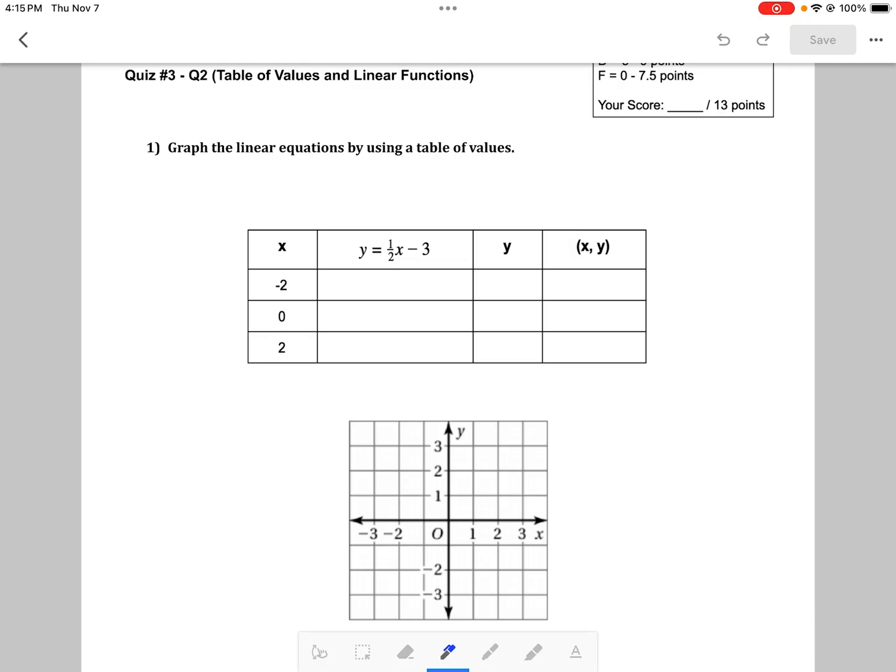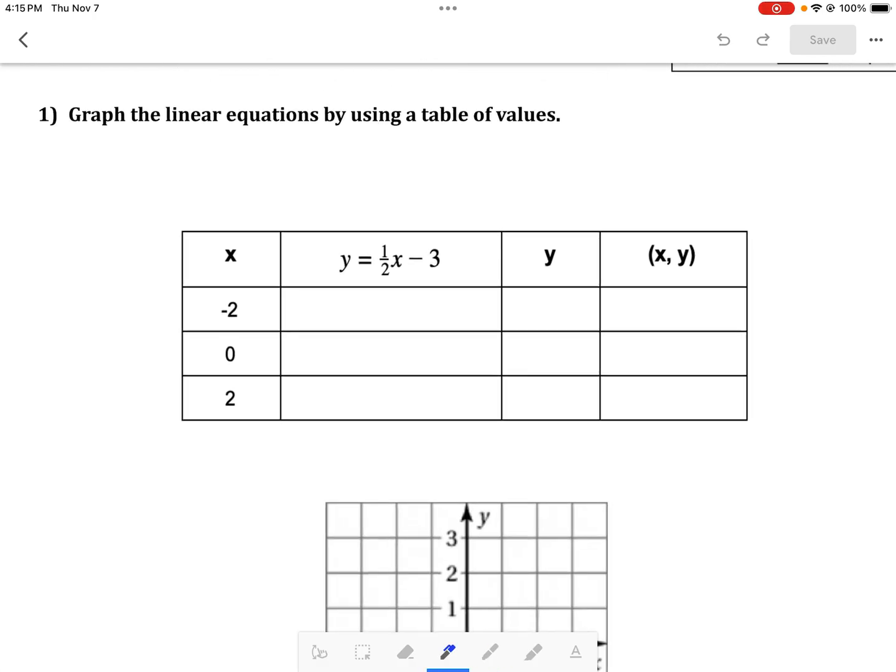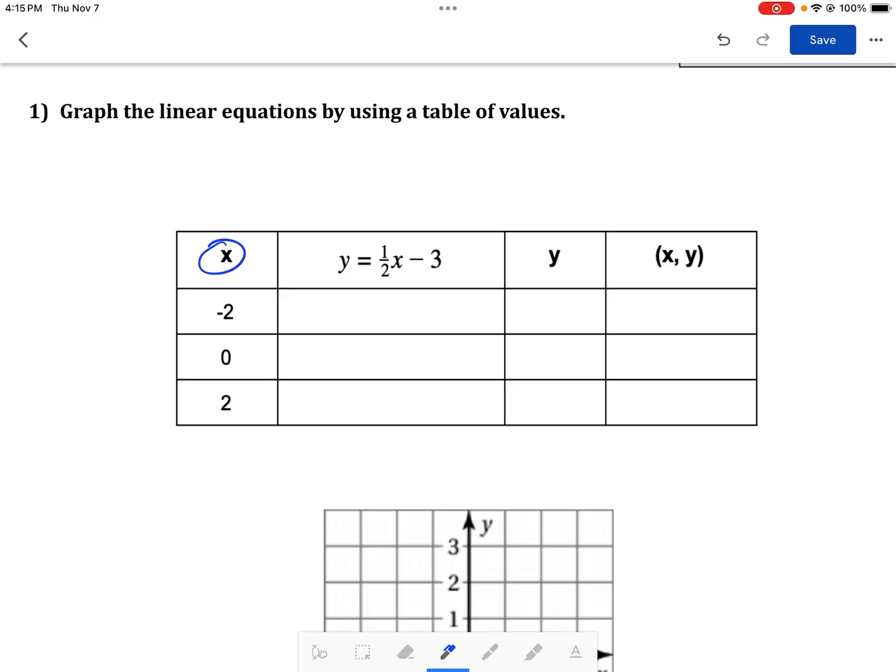So what I'm going to do, I'll use blue. I'm going to take these x values, which are my inputs, and replace them with x. So when I rewrite this equation, it's going to be y equals 1/2 times -2 minus 3. Now remember, friends, that when I multiply by a half, that's the same as dividing by 2. So -2 divided by 2 is -1, and -1 minus 3 is -4. So my coordinate pair here is going to be -2, -4.